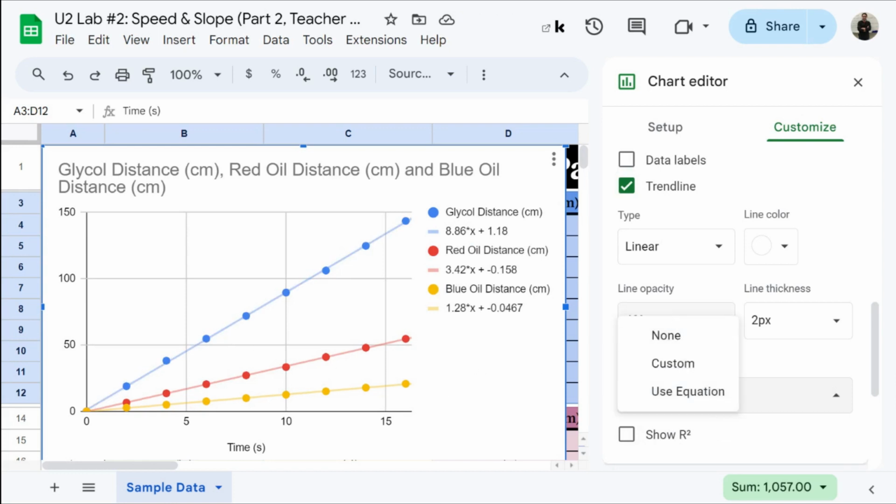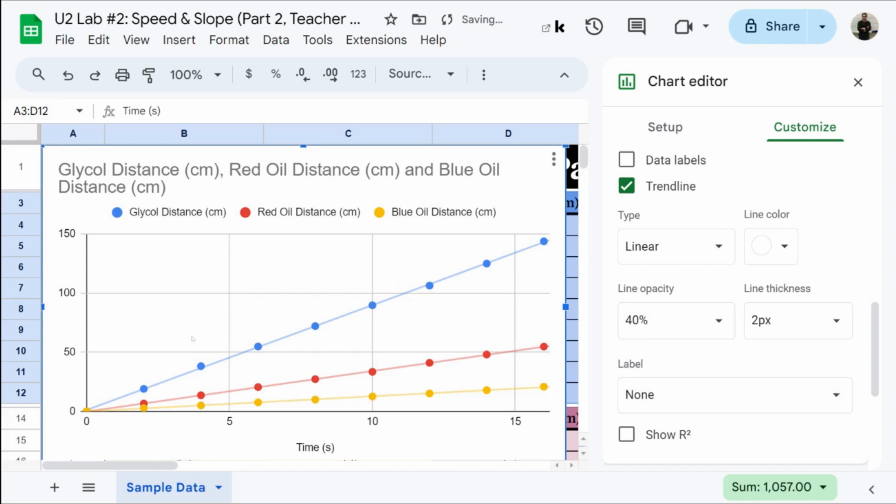Now, even without the equation, at a glance, I can tell that our glycol has a faster moving bubble because the slope is steeper. In that same 16-second period, we're covering more distance, almost 150 centimeters. Where in the case of the red line here for our red oil, it's getting a little bit more than 50 centimeters in the same 16-second period. And our yellow line showing the blue oil maybe gets us 20, 25 centimeters in that time. So we've got a pretty slow moving bubble here.